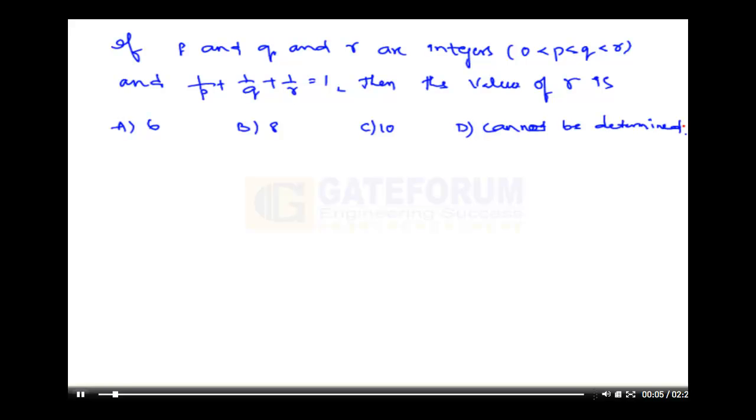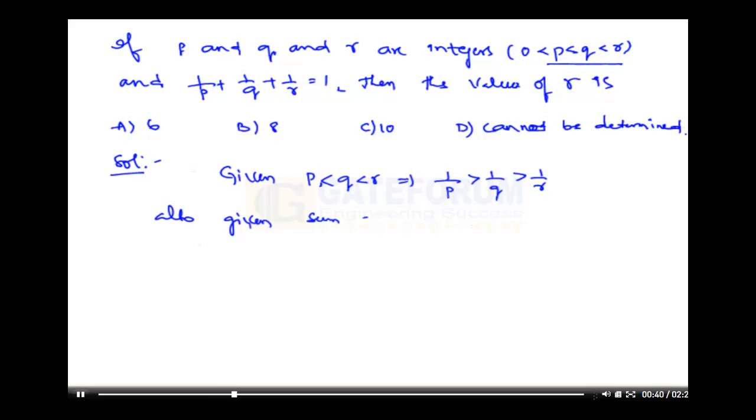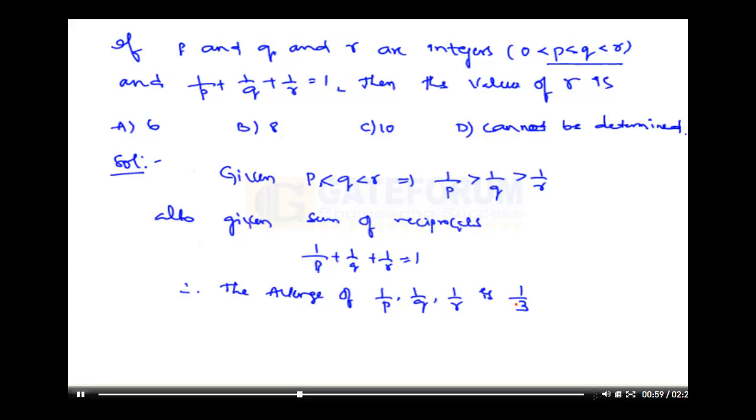The numbers are integers and the sum of reciprocals, so 1/p plus 1/q plus 1/r is equal to 1. Then we require the value of r here. First of all, given p is less than q is less than r, already from the given condition we are writing this. So we can write the reciprocals: 1/p is greater than 1/q is greater than 1/r. Also given the sum of reciprocals, 1/p plus 1/q plus 1/r is equal to 1. So therefore the average of 1/p, 1/q, 1/r is 1/3.